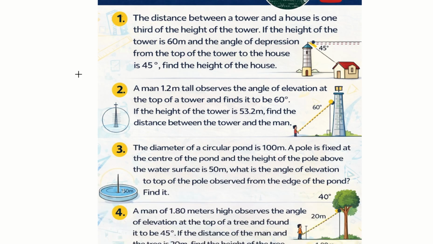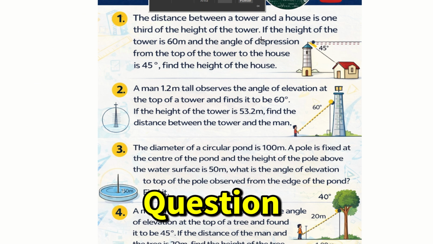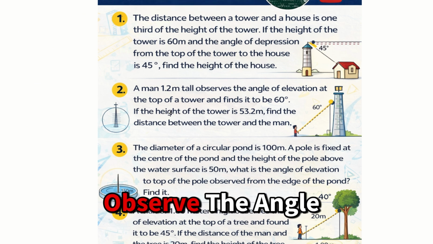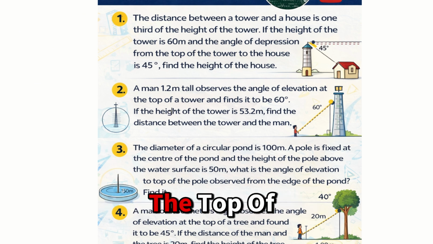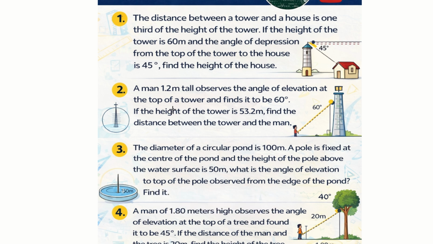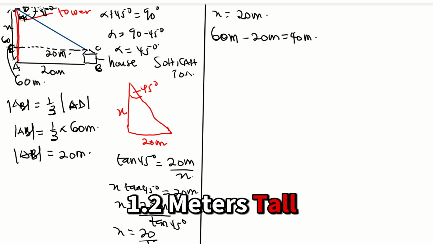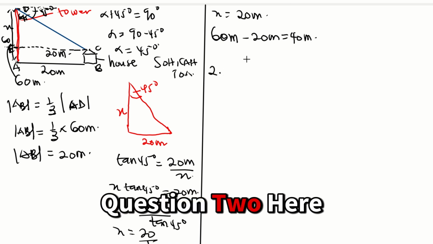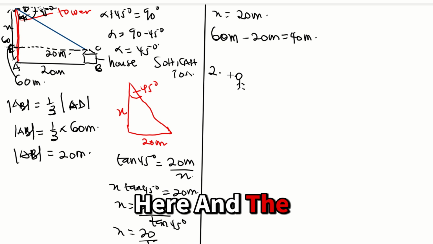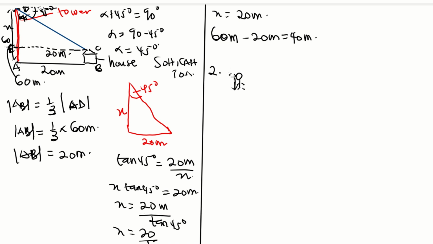Okay. Now let's proceed to the second question. A man 1.2 meters tall observes the angle of elevation at the top of a tower and finds it to be 60 degrees. So the man's height first is 1.2 meters tall. So let's sketch question 2 here. Let's say this is our man here, and the height is 1.2 meters.